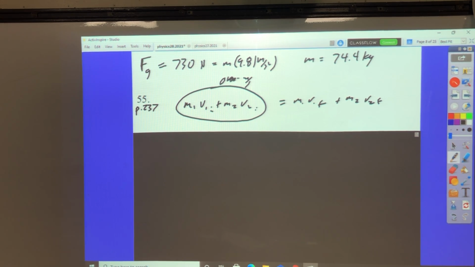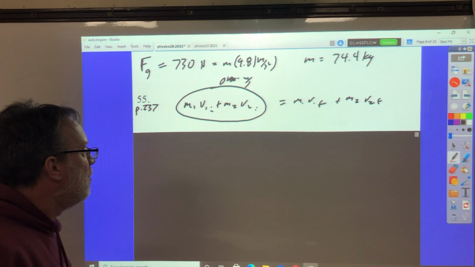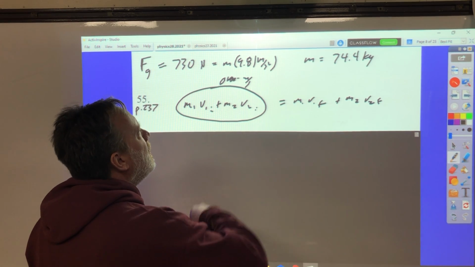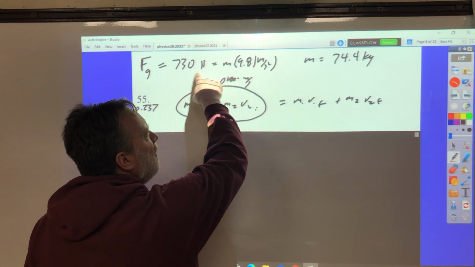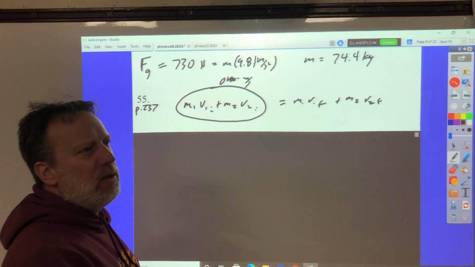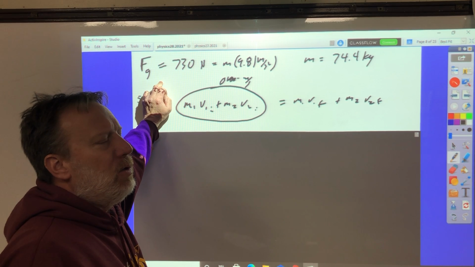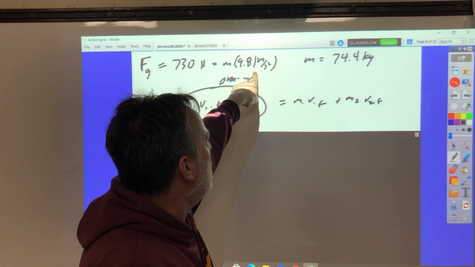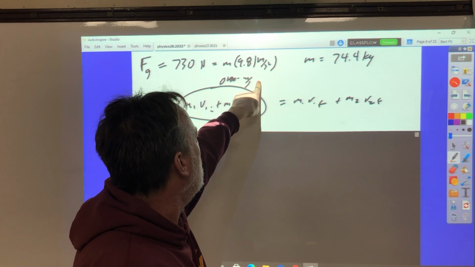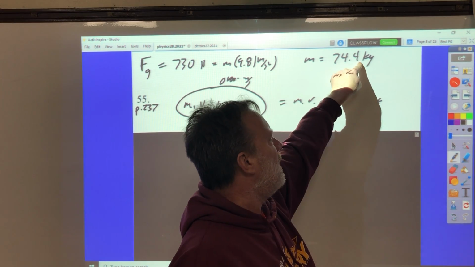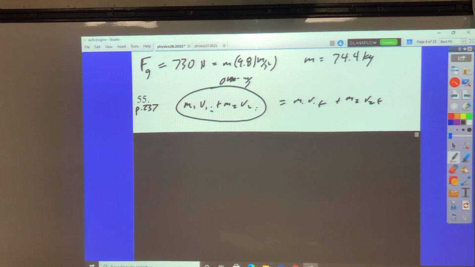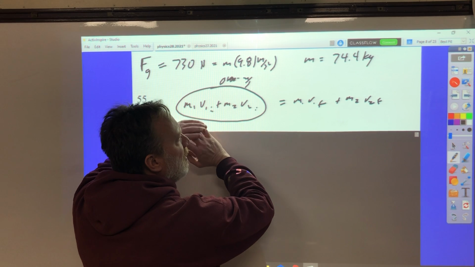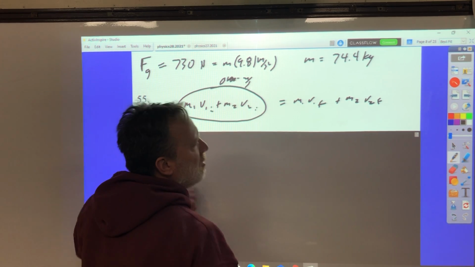If he's in the middle of the radius of 5 meters, he's got to go 5 meters. So we need to know the mass of this student. If you say F equals ma, the force of gravity on this student, which is his weight, 730 newtons, is equal to mass times gravity, 9.81 meters per second squared. The mass of the student comes out to be 74.4 kilograms. Together, the student and the book have a momentum of 0 kilograms times meters per second.